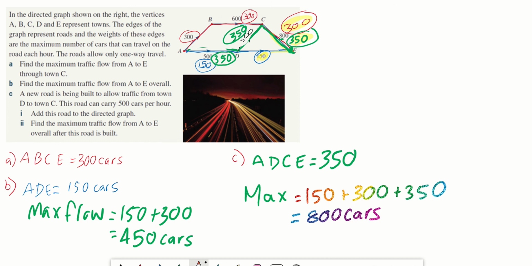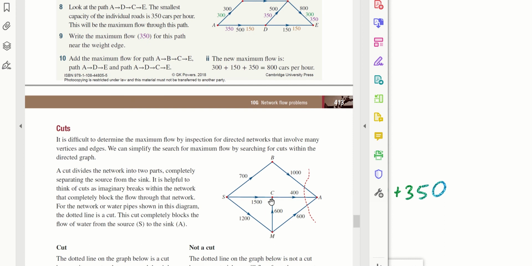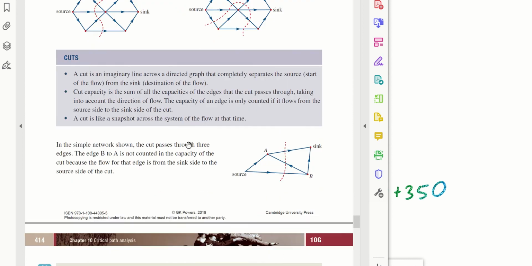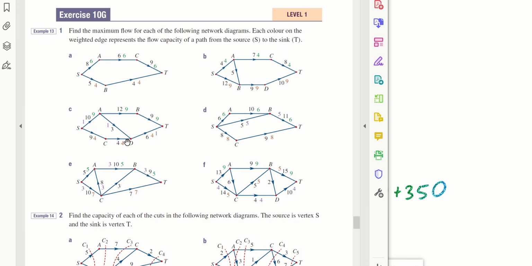Okay, so what I want you to do now is have a go at just some of the questions from the exercise. So we're going to leave the cuts part for next video, but the only one I want you to have a go at for now is question 1, and I want you to give all of them a go, okay? So you're finding the maximum flow of the entire network. On each one, make sure you write out the possible paths, all the possible ways to get to the end. Find the shortest pipe on each one, and then add all of the end edges together. See how you go.